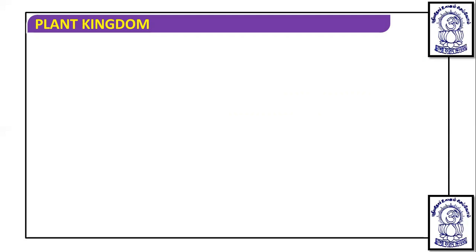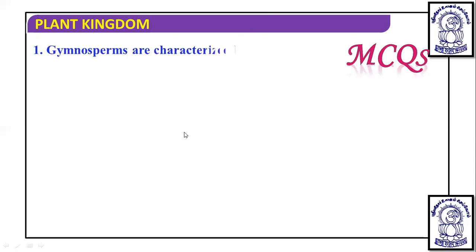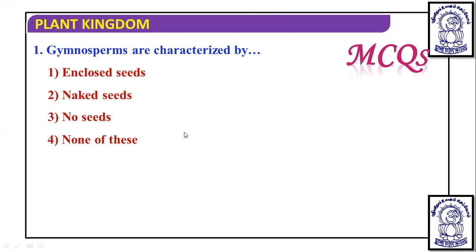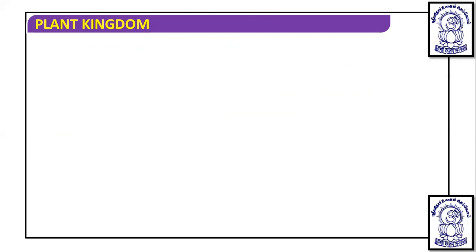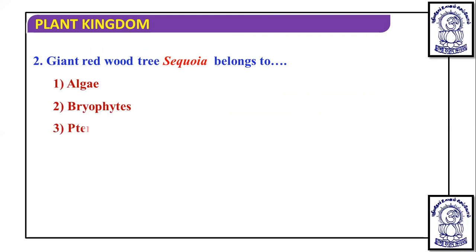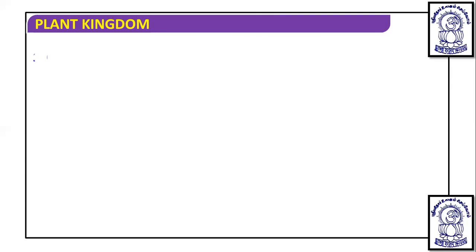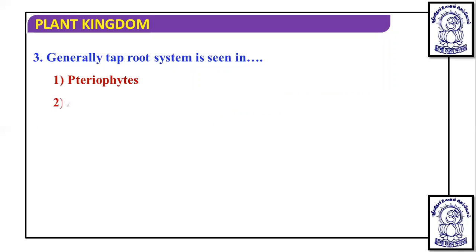Okay, I hope you have understood very well in detail about this general characteristic and doubts. So let's discuss some of the questions. Gymnosperms are characterized by enclosed seeds, naked seeds, no seeds, none of these. So we have studied that the ovary wall is absent, so they are known as naked seeds. The giant redwood tree Sequoia belongs to which group? That also we have discussed just now, that they belong to the gymnosperms. Generally, a taproot system is seen, and we have studied that the roots are taproots in gymnosperms. Okay, so till now we have discussed all the parts of gymnosperms.